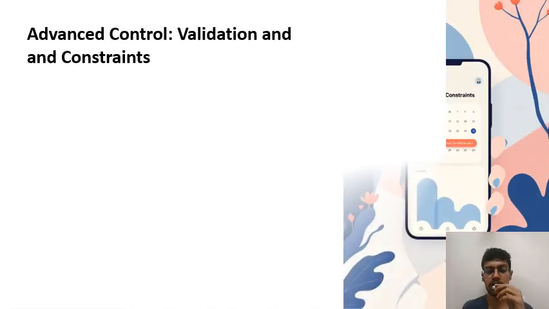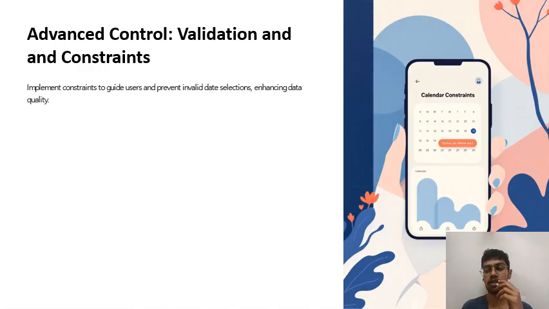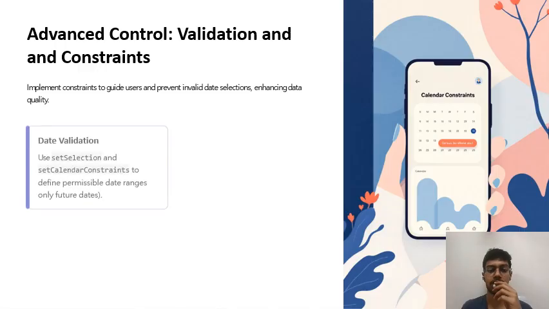Now we will be seeing the advanced control, validation, and constraints. Implement constraints to guide users and prevent invalid date selections, enhancing data quality. For instance, if at all a user by mistake selects February 30th, that should be rejected. These kinds of things should be considered every time when we take date selections.